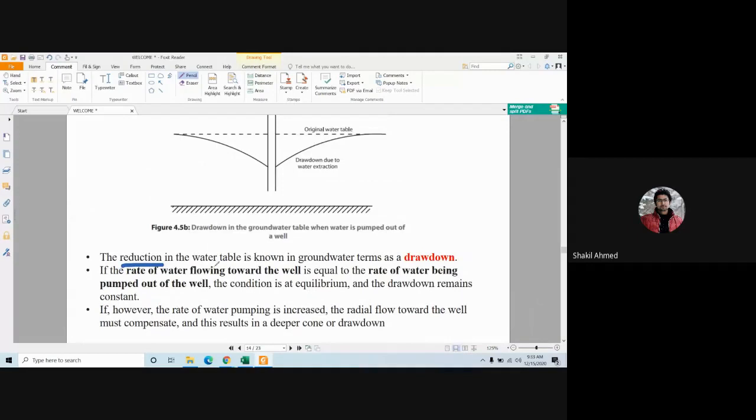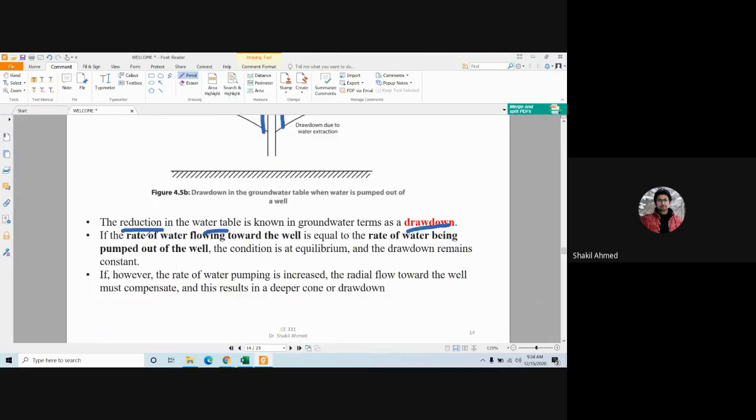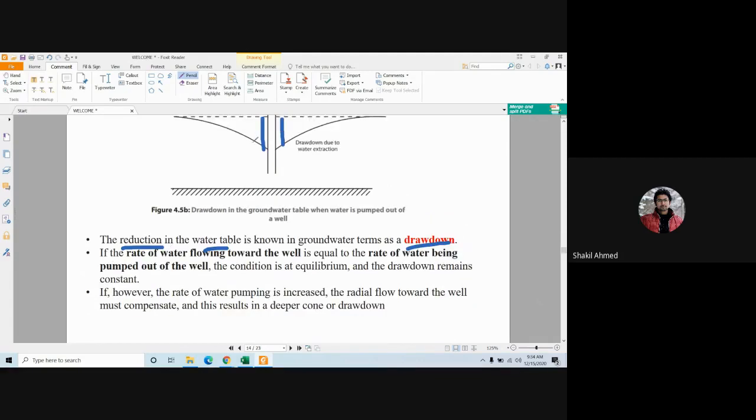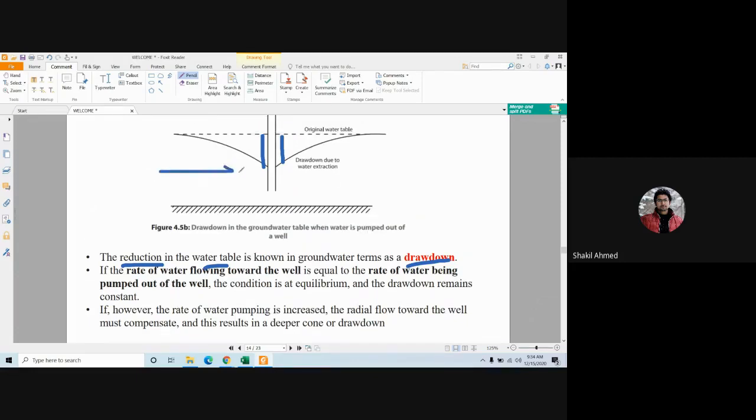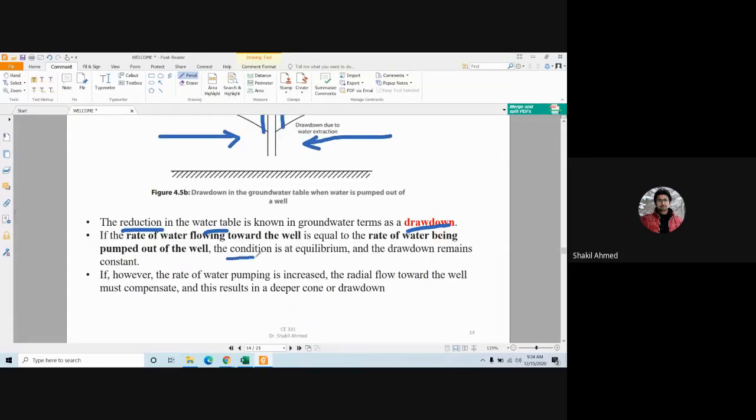So, the reduction in the water level is termed as drawdown. And what is the drawdown depth? The drawdown depth is this depth. The rate of water flowing towards the well is equal to the rate of water being pumped out of the well. The condition is at equilibrium and the drawdown remains constant.